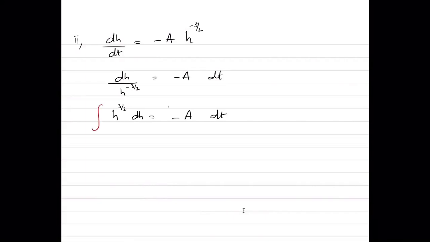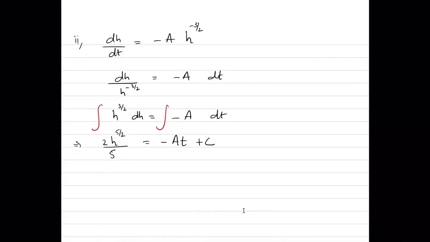If you integrate both sides, what is the integration of h to the power of 3 upon 2? 3 upon 2 h to the power of 5 upon 2. Yeah, divided by 5 upon 2, so I can write 2 upon 5 h to the power of 5 upon 2 is equal to minus a t plus c. Yes, sir. Okay.